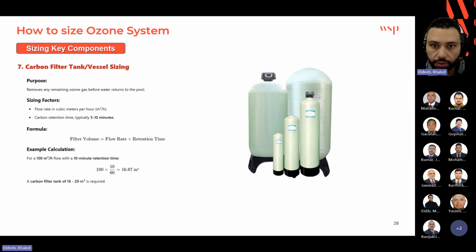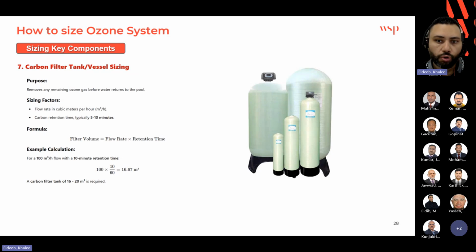The second option of gas removal is the carbon filter tank, the vessel. The purpose of this one is to neutralize residual ozone before returning to the pool. It has the same function, but here the ozone will be neutralized in the water, not in the air. The sizing basis is the retention time, which should be from 5 to 10 minutes, and the depth of material should be not less than 600 mm, from 600 to 900 mm.